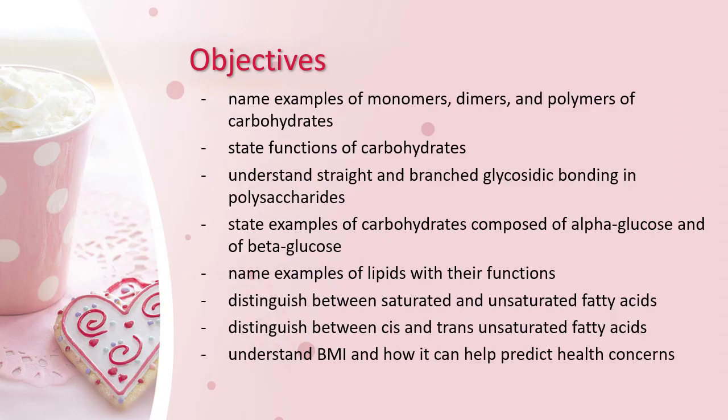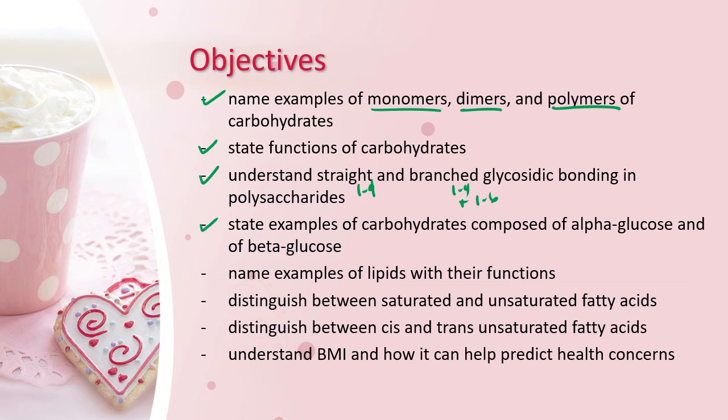And that, my friends, is the end of our lecture for today. Did we accomplish our objectives? Yes, we did. We named some examples of monomers, glucose, fructose, galactose. We talked about our dimers, maltose, sucrose, lactose, polymers, our amylose, amylopectin, and glycogen, and cellulose. We talked about some functions of carbohydrates, our short and middle term energy storage. We understood straight and branched glycosidic bonding. Straight chains are 1,4, branched is 1,4 and 1,6, glycosidic bonding in polysaccharides.